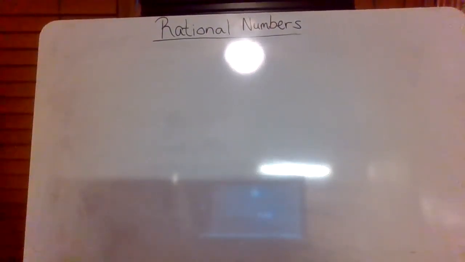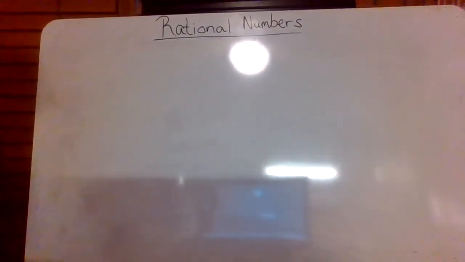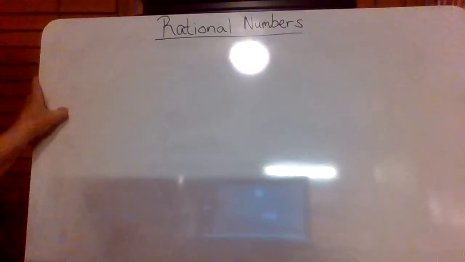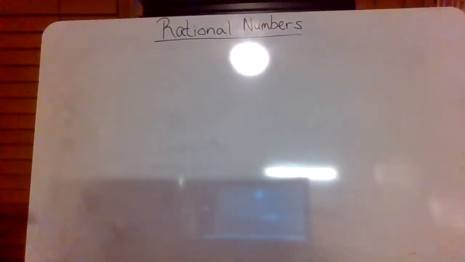All right, guys, so we talked about adding, subtracting, multiplying, and dividing integers. Now we're going to talk about multiplying and dividing rational numbers. We're going to break it down between fractions and then decimals. So we're going to start with fractions. So we're going to talk about multiplying and dividing fractions.